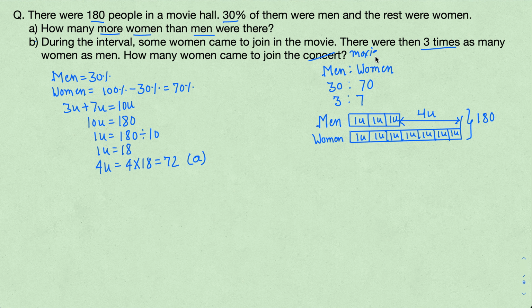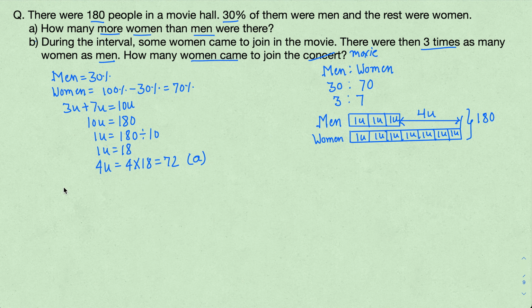So basically the question is, during the interval, some more women came to join the movie, and because of this the number of women increases and they become 3 times as many as men, right? So we have to find out how many more women came to join the movie during the interval. How do we find it?